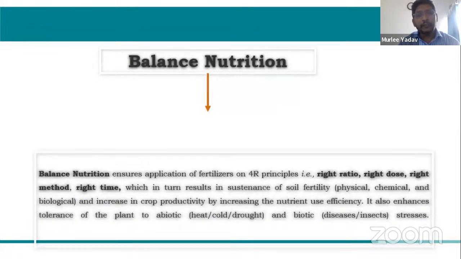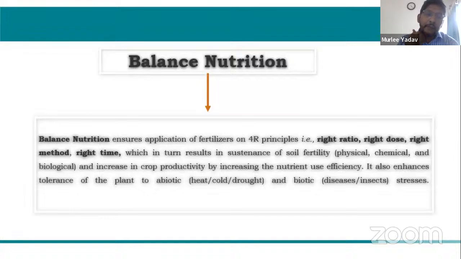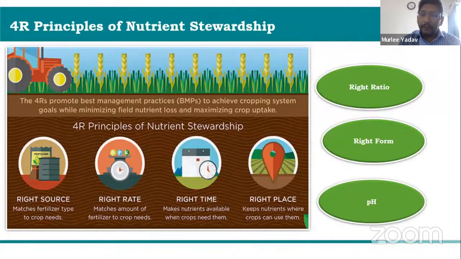So what is balanced nutrition? Balanced nutrition is based on 4R principles. It ensures the application of fertilizers on 4R principles: right ratio, right dose, right method, right time, which results in sustenance of soil fertility, physical, chemical, and biological, and increase in crop productivity by increasing the nutrient use efficiency. By increasing the nutrient use efficiency, it also enhances the tolerance of plants to biotic and abiotic stresses. So this is the benefit of balanced nutrition. So we have to go by the balanced nutrition concept. I already discussed this concept.